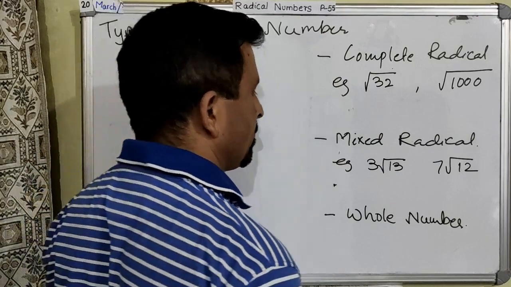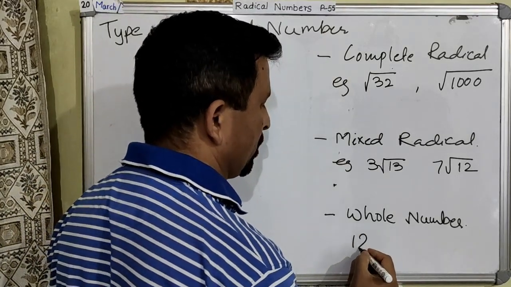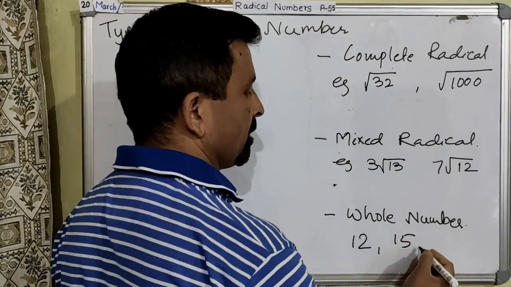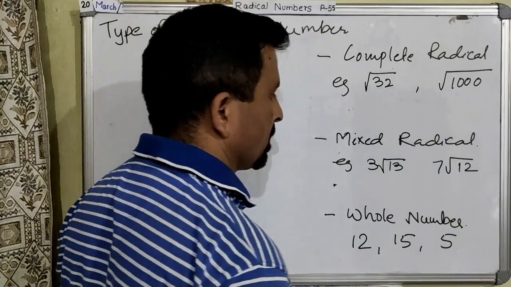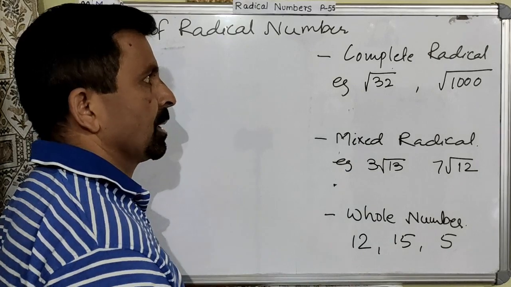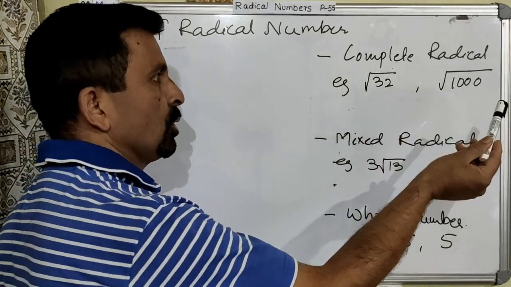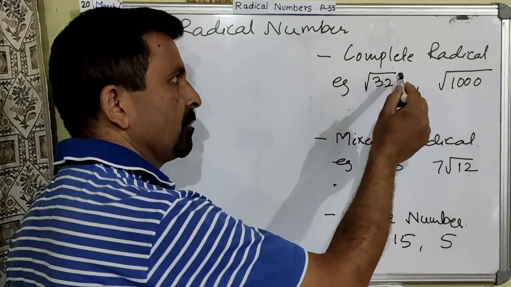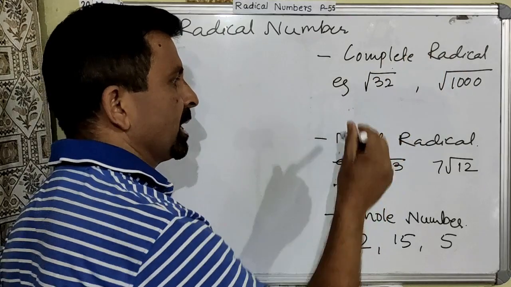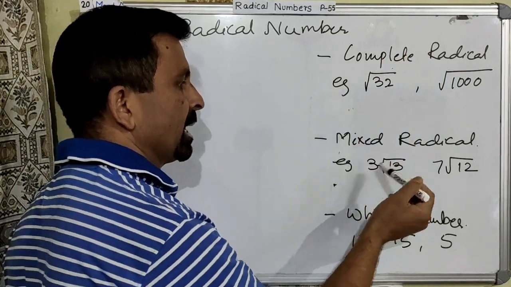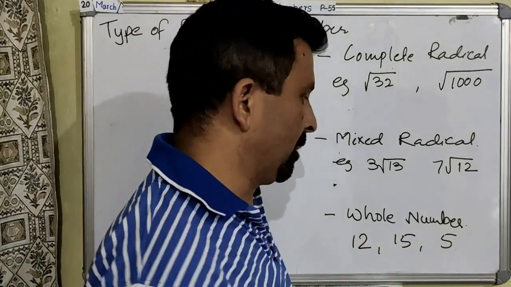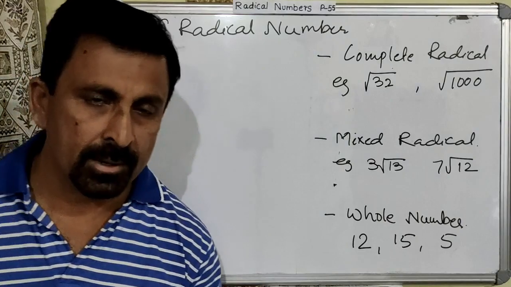Now the whole number. Whole number, very simple, everybody knows. This is a whole number, this is a whole number, this is a whole number. No? So these are the three types of radical number. Complete radical, where there is no whole number, only a root sign with a number inside. Only the radical sign with the radicand is called a complete radical. And here we have a whole number and we have the radical number also. This is called a mixed radical. And then in the last case, we have only a whole number. So these are the three types of radical number.